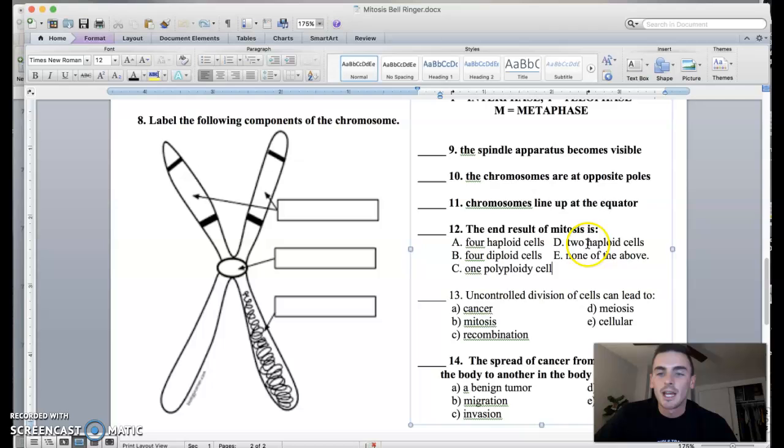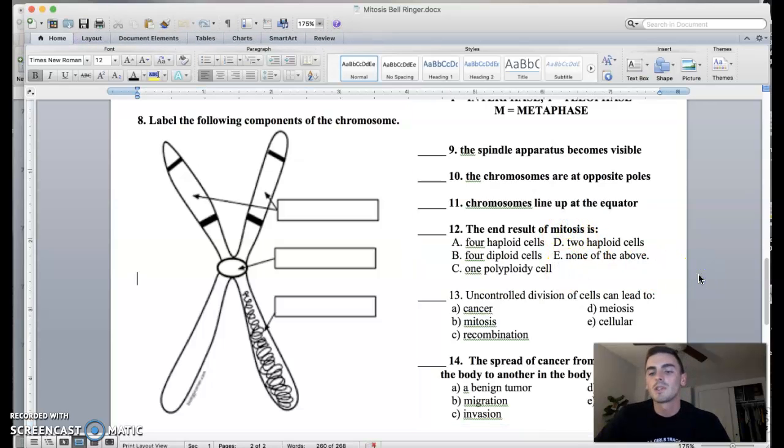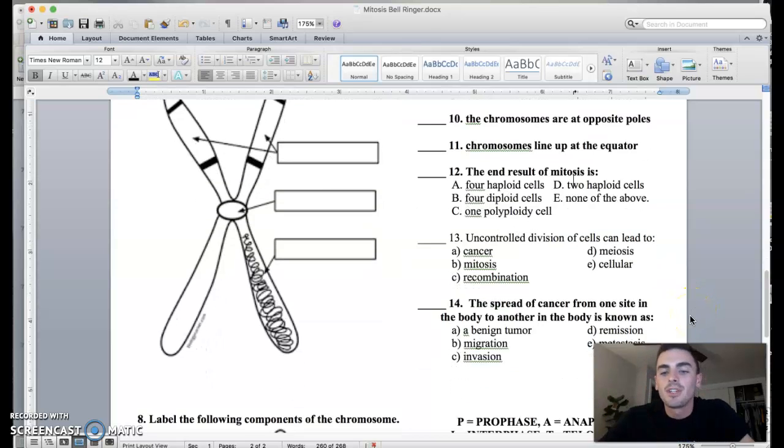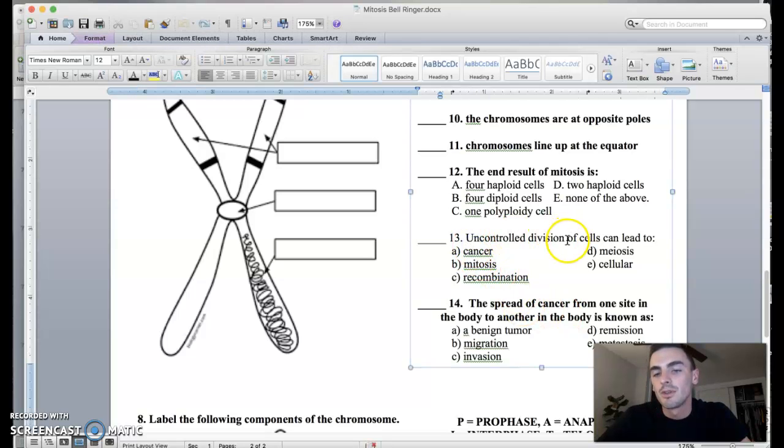Number 12, the end result of mitosis. There's a lot of traps here, guys, but we've talked about mitosis. It starts with one cell and it makes two. If you go look, the only one that works for this is D, 2 haploid cells. And they're haploid because they stay the same. 13 and 14, I did not talk about 14 yet, but we did talk about 13, uncontrolled division of cells.